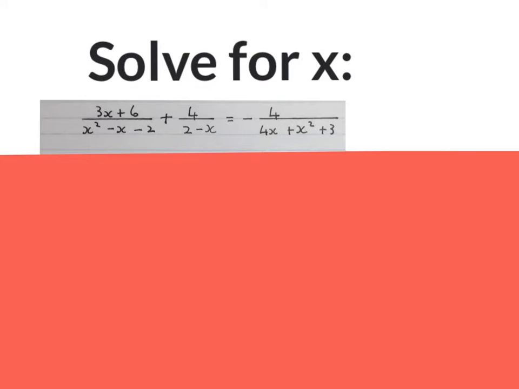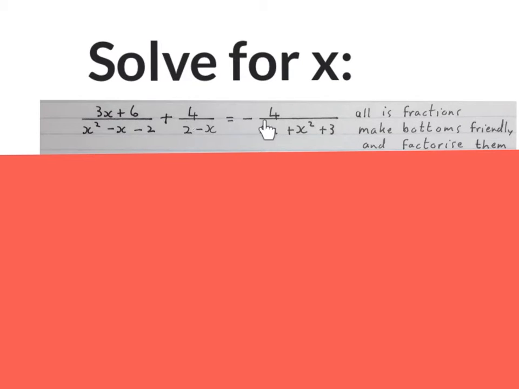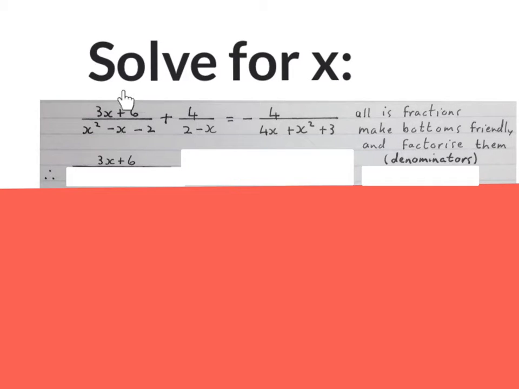Our second equation with fractions, it says solve for x for this equation with fractions. Firstly, we have to make everything fractions. We are lucky, all is fractions. Next, we make the bottoms friendly and factorize the bottoms. Big words for the bottoms, the denominators. We start with the first fraction, we put down our line, write the top down and factorize the bottom part, which will look like this.